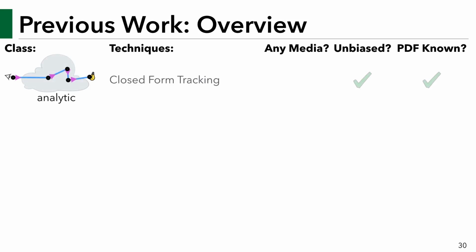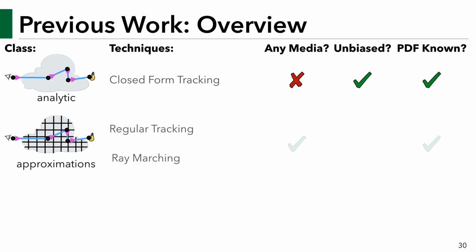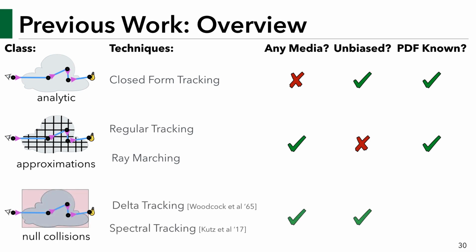Analytic solutions meet most of our criteria, yet they're only feasible within media with a simple density. Regular tracking and ray marching offer solutions that can approximate any media and compute a PDF, but the fact that they only approximate a medium makes them biased. And finally, the most popular set of techniques for volumetric rendering today are null collision algorithms, which employ the clever use of rejection sampling to generate unbiased samples in heterogeneous media.